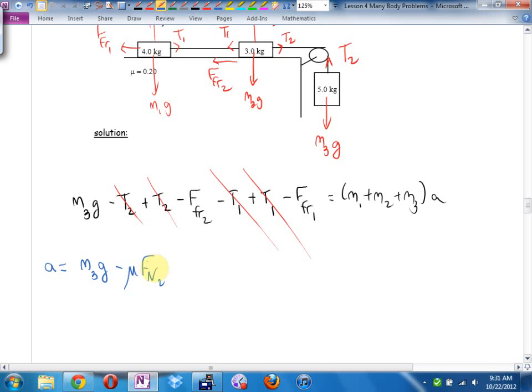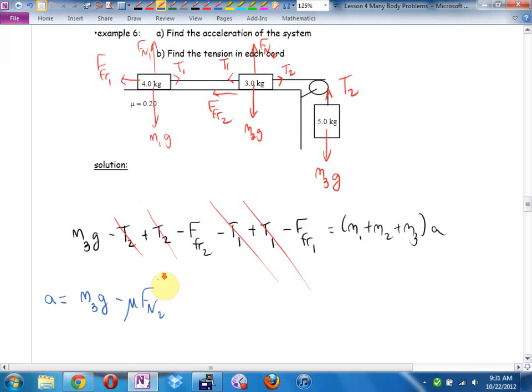Stop, don't write that down. I don't know the normal force 2. Oh, but look at my free body diagram. I know another force the same size as normal force number 2. M2G. Now, have you ever heard me say friction is mu mg? No, I'm always saying friction is mu times the normal force. And until today, that will almost always be mg. It won't be after today.